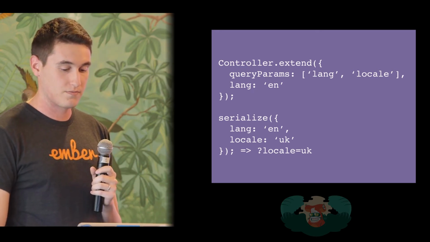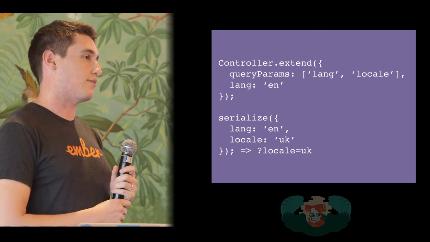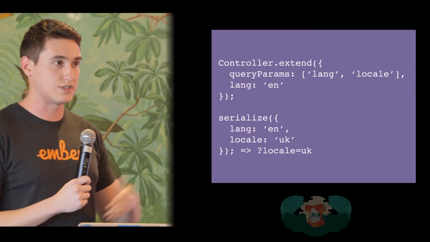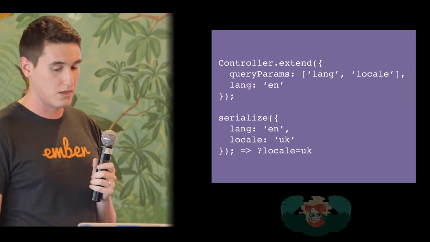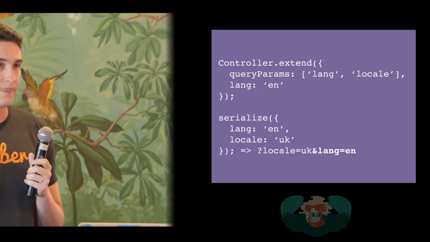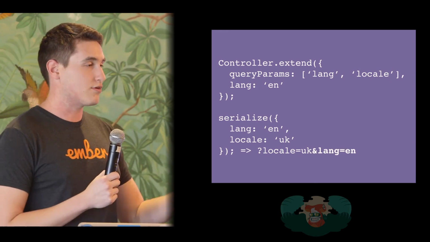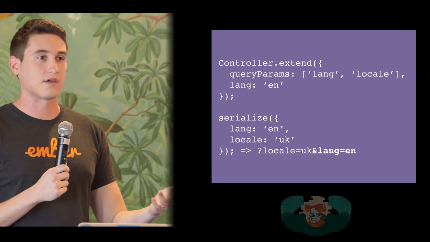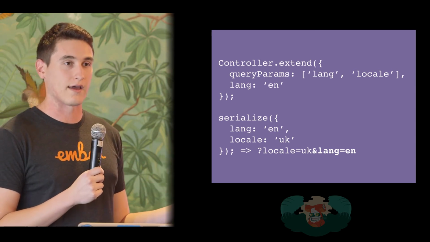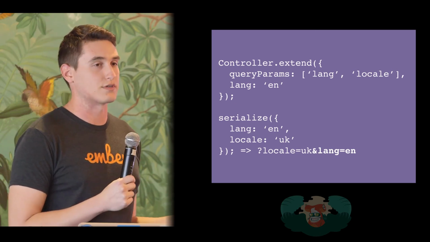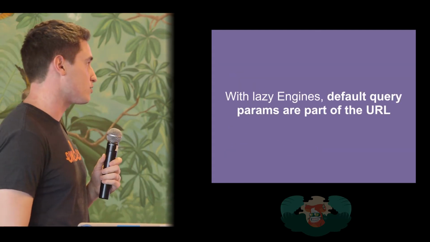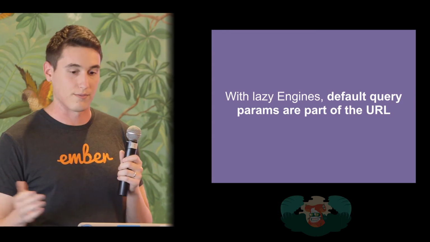So the solution we came up with for lazy engines is pretty straightforward. We just don't do anything special for default query params. So what you get with lazy engines is you'd actually have lang equals en also serialized into the URL. It's worth noting that even though this is a change in behavior, it shouldn't actually break anything, because this value should deserialize into the same exact default value that you previously had, which means that the end result for your user isn't going to be any different at all. So we can summarize this as just with lazy engines, default query params are part of the URL.